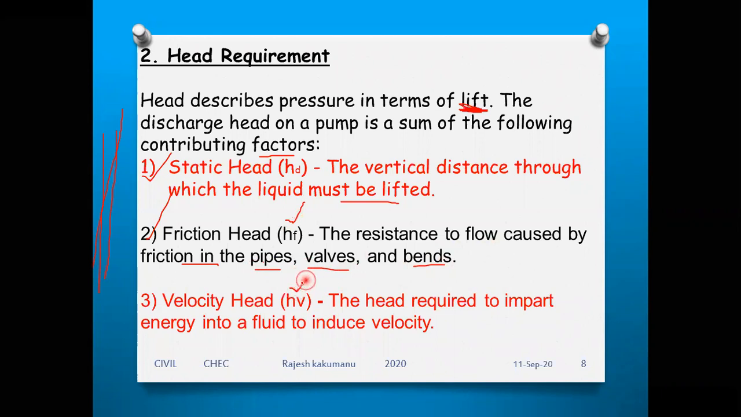Next, HV. What is the HV? The head required to impart the energy into the fluid to induce a velocity is nothing but velocity head, HV.